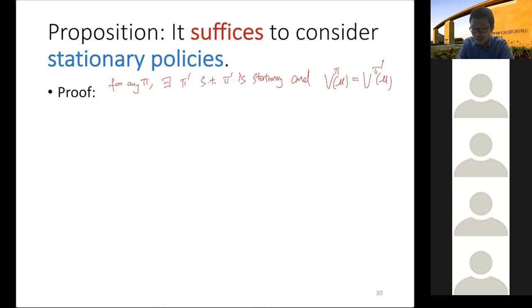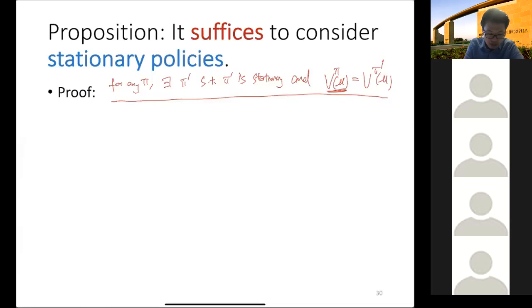If this statement is true, we can always construct a stationary policy that has exactly the same value as any given fully general policy. Then it says that it suffices to restrict our attention only to the family of stationary policies, where nice things happen.